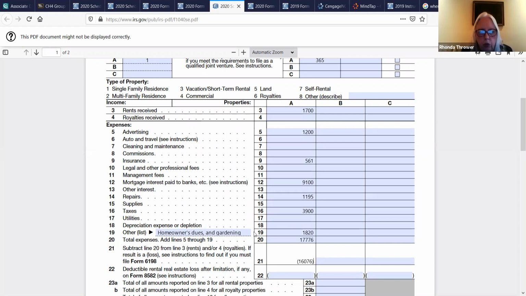And then we're going to move to line 22. And here it tells you need to fill out form 8582. And this negative amount is $16,076. And so I just brought that down here.